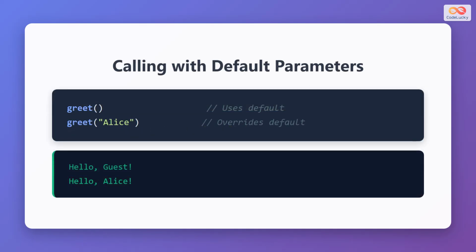Let's see how to call functions with default parameters. When you call greet with empty parentheses, it uses the default value "guest", so the output is "hello guest". When you call greet with "Alice" as an argument, it overrides the default value, producing "hello Alice". This gives you flexibility without requiring multiple function definitions.